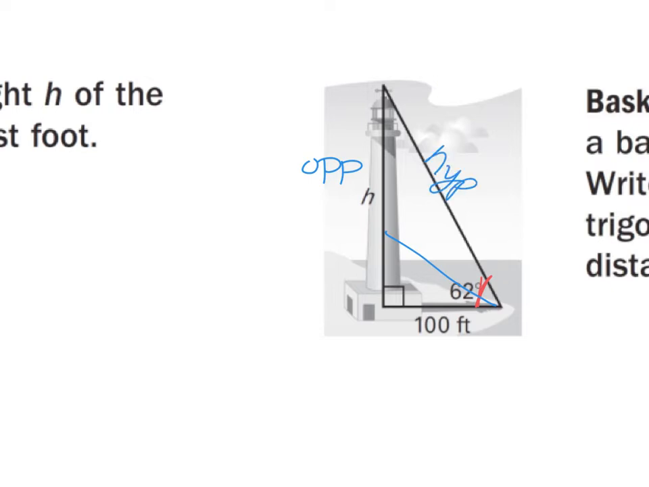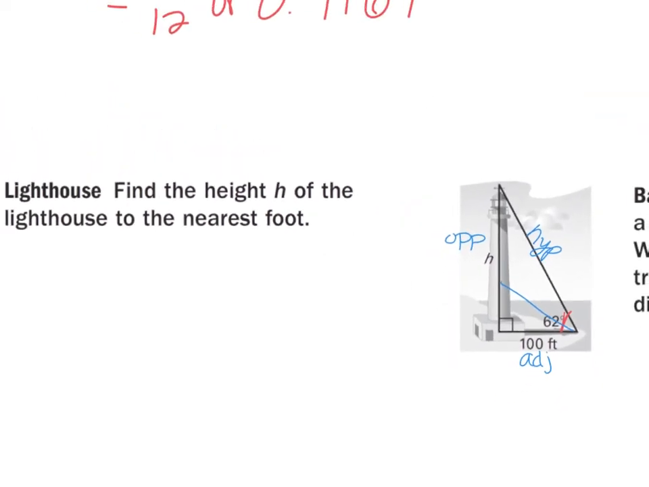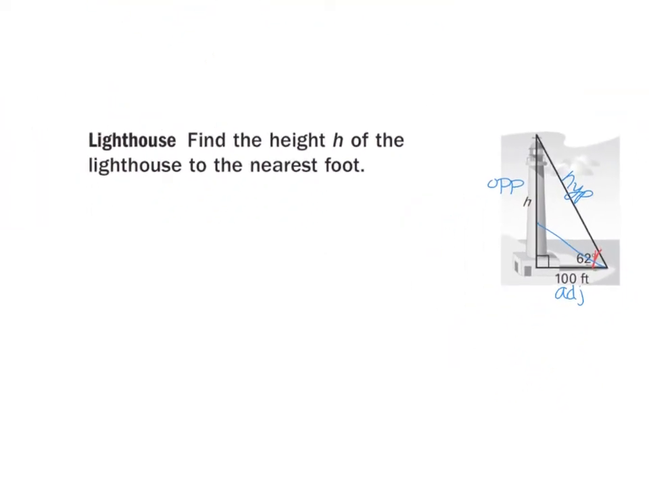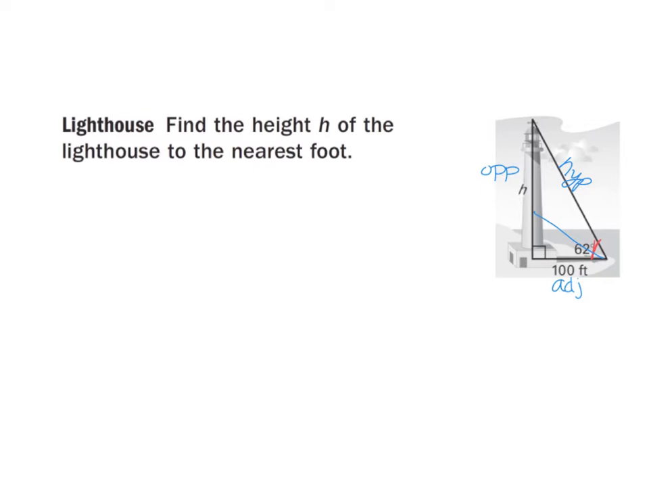This would be the hypotenuse, and this is the adjacent. So they give us the adjacent side, and they want us to find the opposite side. Okay, which function has opposite and adjacent? Well, we're going to be using tangent. So this one's a little bit different than what we did yesterday. So we're going to have the tangent of 62 degrees.